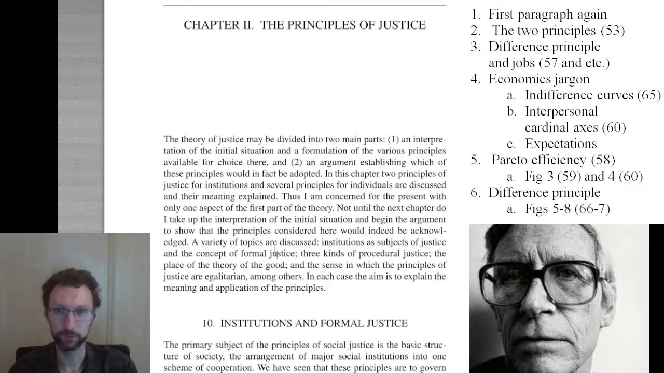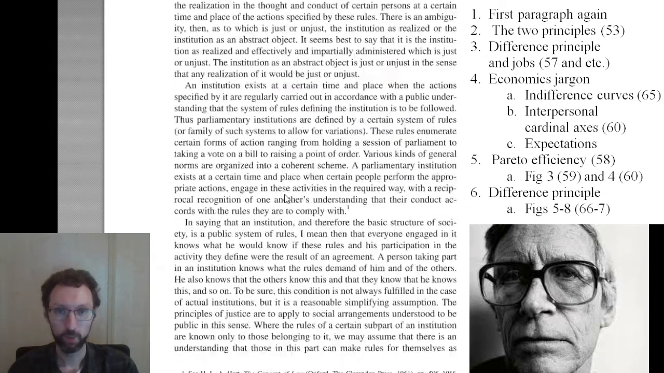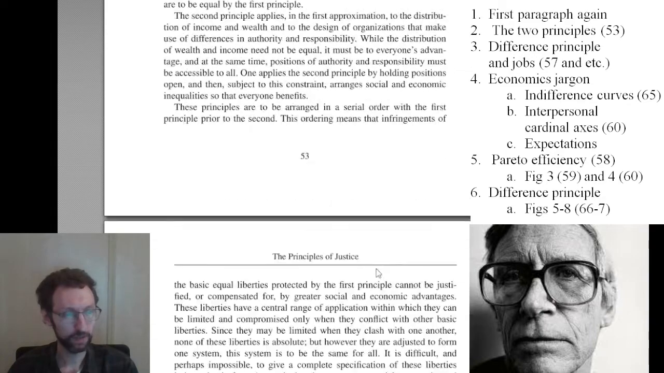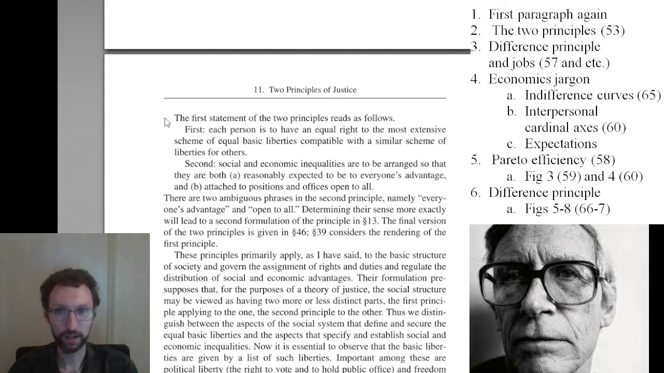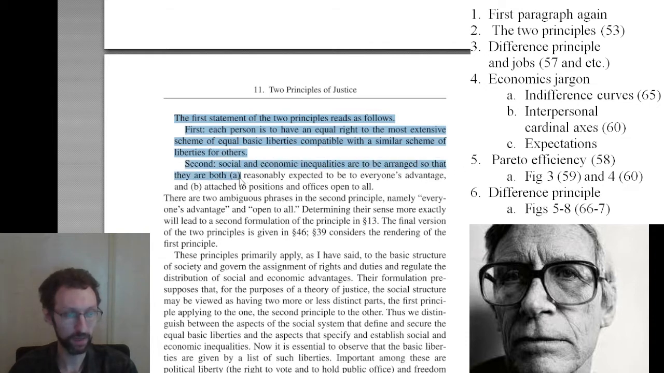So just do that. Point number two, pretty soon in the reading, when you get to page 53, right at the top, he says, the first statement of the two principles reads as follows. First, each person is to have an equal right to the most extensive scheme of equal basic liberties, compatible with the similar scheme of liberties for others. Second, social and economic inequalities are to be arranged so that they are both A, reasonably expected to be to everyone's advantage, and B, attached to positions and offices open to all.